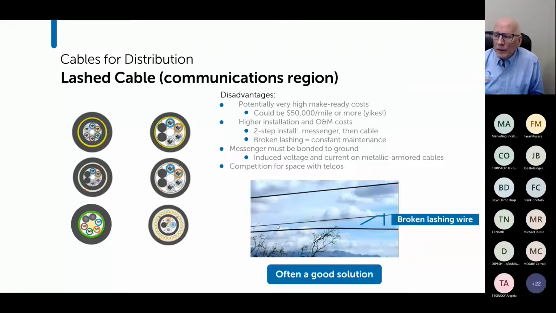The messenger cable is metal, so it's going to pick up an induced voltage and current, and that means you've got to be cognizant of that and make sure that you ground that cable. And if you're in the communication regions, you're going to have competition for space with the telcos there. Nevertheless, lash cable, there's nothing really wrong with it. It's often a good solution. But if you ask me, I have a preference, I think you can tell, for ADSS over lashed cable.